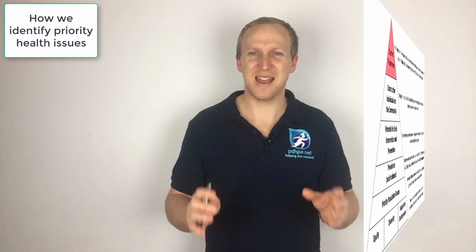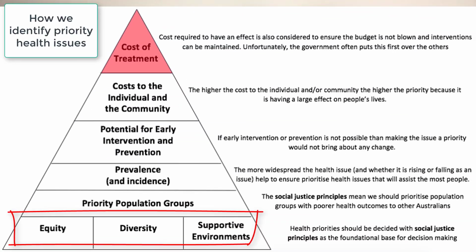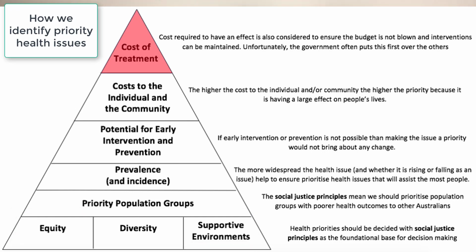So right now I'm going to look at this beautiful triangle that I've come up with. Down the bottom here, you can see all the principles of social justice. So the health priorities should be decided with social justice principles as the foundation or base for decision making. So equity, diversity, supportive environments, and the whole idea of social justice is the foundation of identifying priority health issues. The priority population groups then build on top of that.